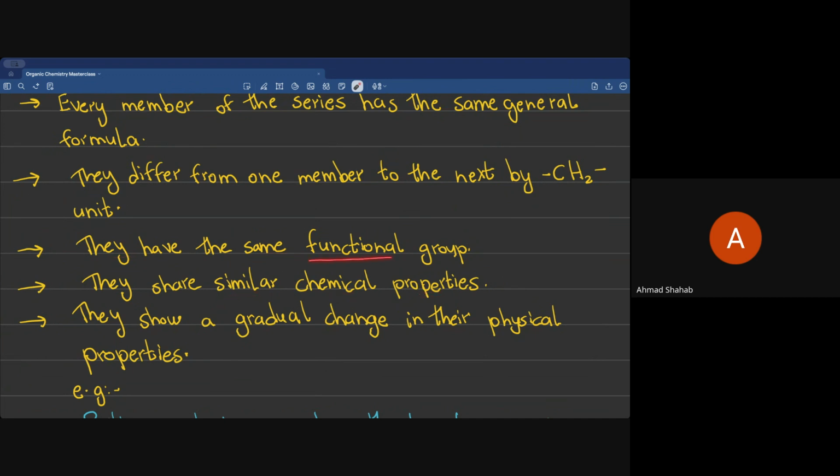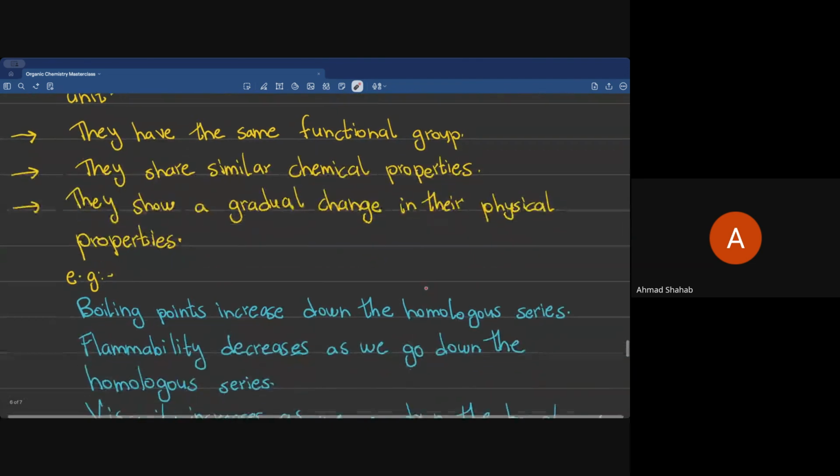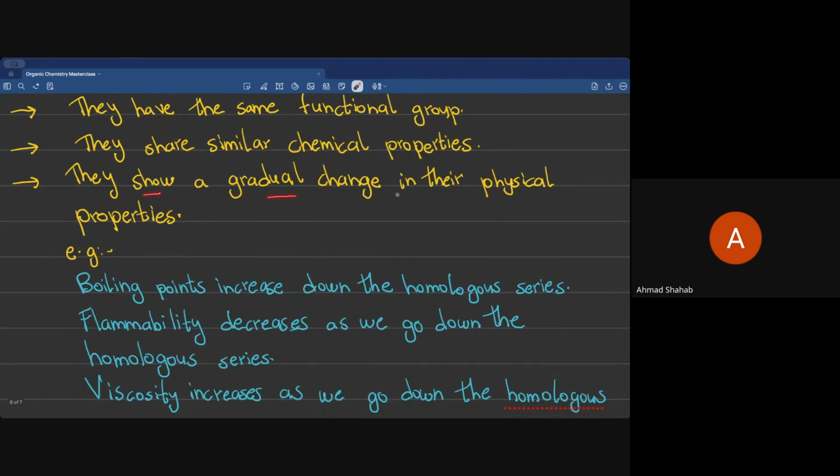Why? Because we said कि जो functional group होता है that is responsible for its chemical properties. अगर functional group ही एक homologous series का same है तो उनकी chemical properties भी same होंगी. They will undergo the same type of reactions. However, they show a gradual change in their physical properties.